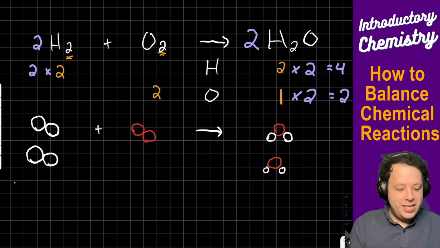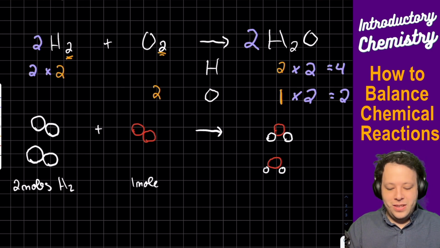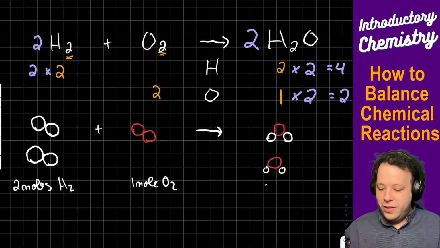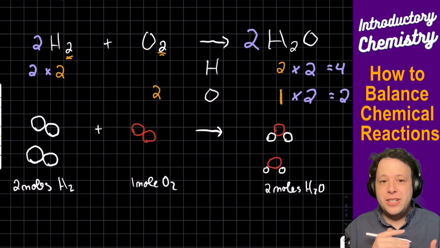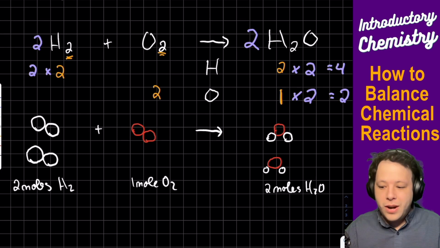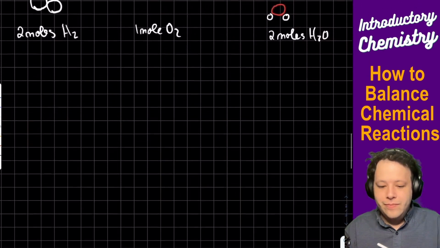So in a sense, this is like saying we have 2 moles of H2 and 1 mole of O2 creating 2 moles of H2O. And that's the idea behind chemical equations. This is all balanced in terms of elements. Let's try another one together.